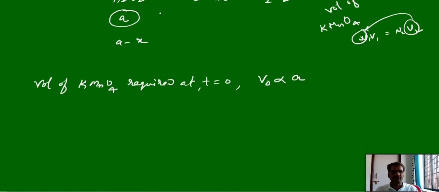Next, we are doing the reaction. The H2O2 keeps on undergoing decomposition after some time t. So the initial concentration decreases, and some A minus x amount of H2O2 is left. Then the volume of KMnO4 required at that condition.